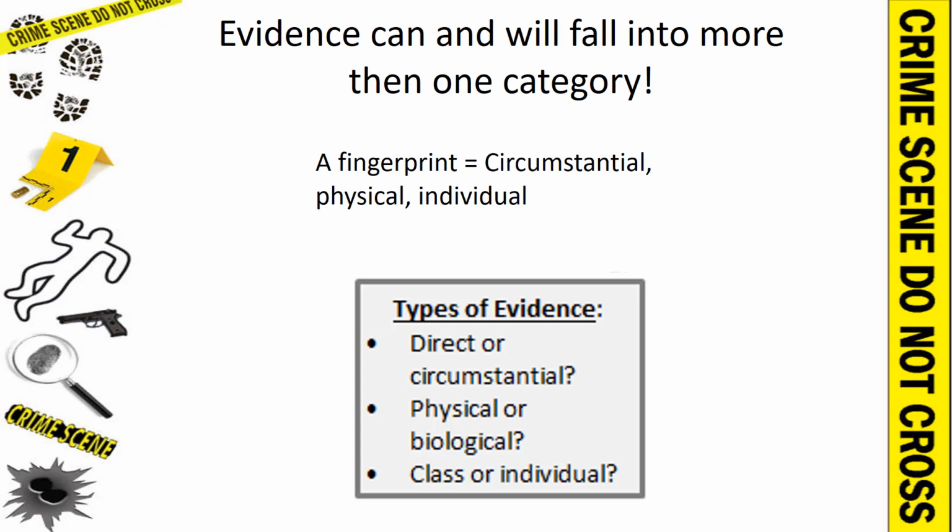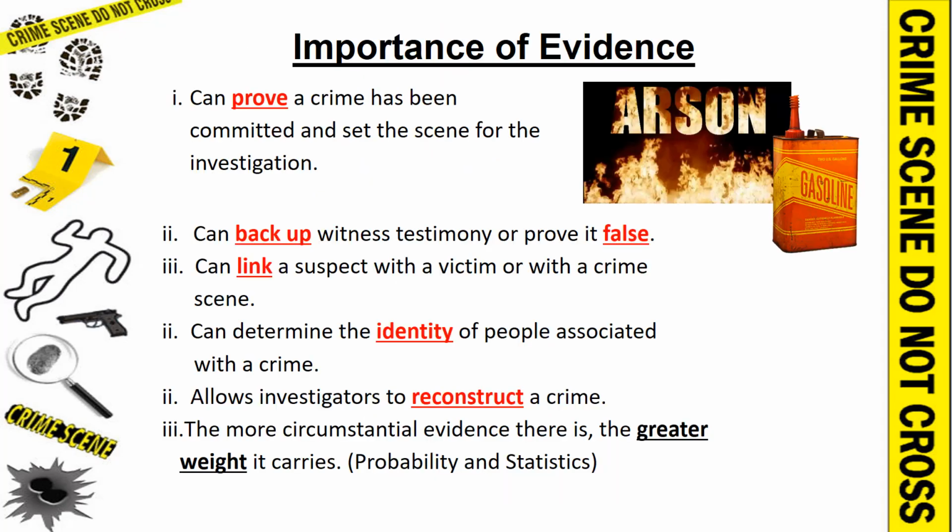Then we ask, is it physical or biological? Fingerprints themselves don't have DNA in them, so they're going to be considered a physical piece of evidence. And then ask, is it a class or an individual? Well, we know fingerprints are unique to each individual, so it would be an individual example of evidence.